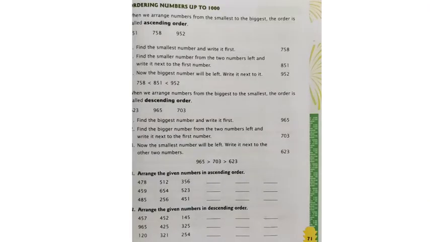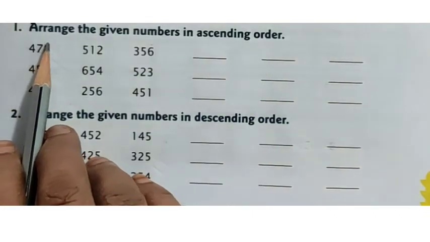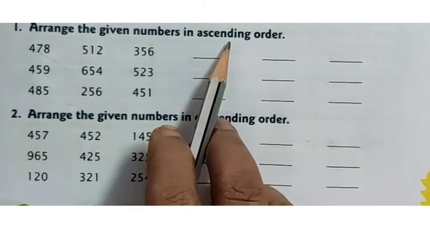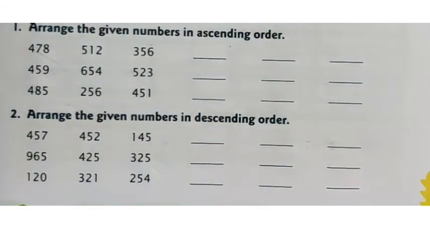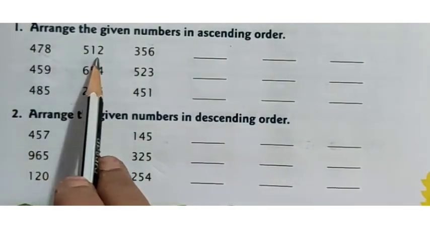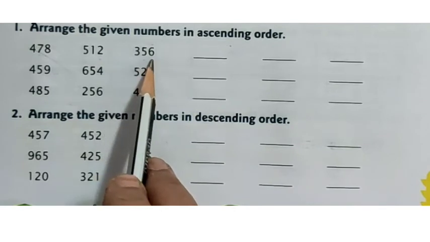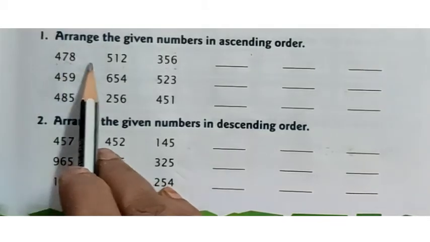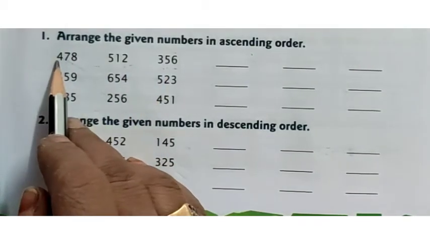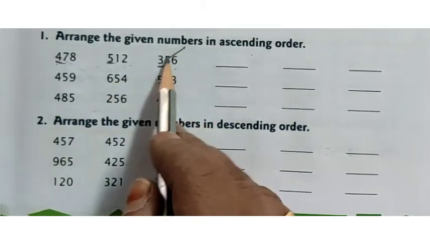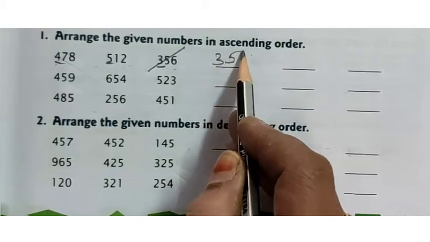All of you open page number 71 and write the date, children. Here is the heading. Arrange the given numbers in ascending order. The meaning of ascending order is arranging the numbers from small to big. The first question we have is 478, 512 and 356. These are the numbers. We have to arrange these numbers in ascending order. Now here all are 3-digit numbers. Compare the hundreds place. Here it is 4, 5 and 3. Now which is small? 3 is small, so 356 is the first small number.